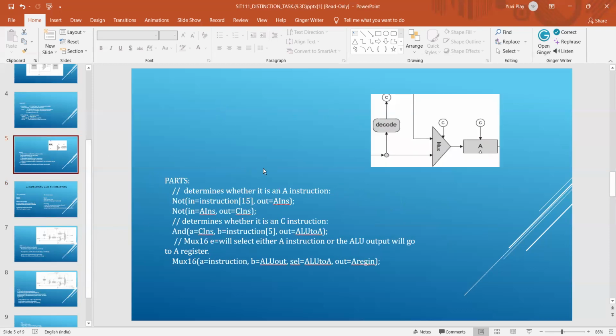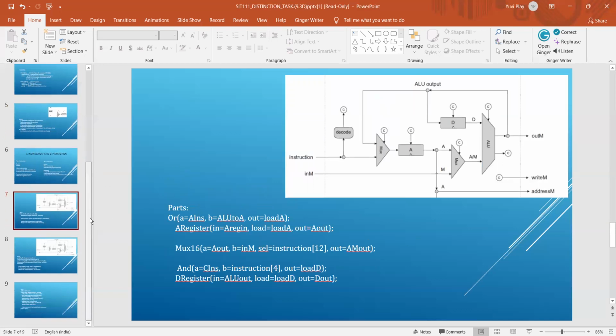Now in this, the 2 NOT gates determine whether it is an A instruction. The AND gate determines whether it is a C instruction. The Mux16 is a selector that will select either the A instruction or the ALU output, which will go to the A register. As you can see in the above diagram, the A register can be fed by either the ALU output or the instruction input. If it is a C instruction, then it will perform the computation in the ALU, and the ALU output is fed to the A register.